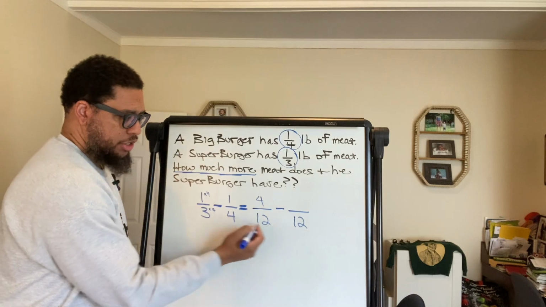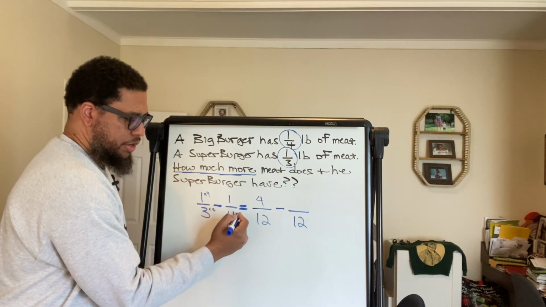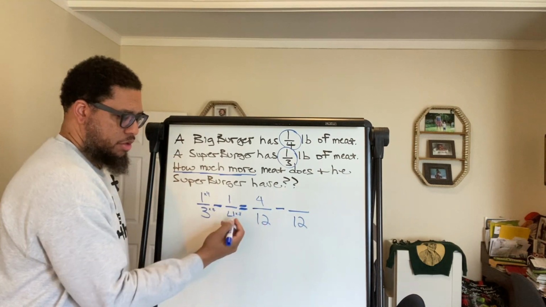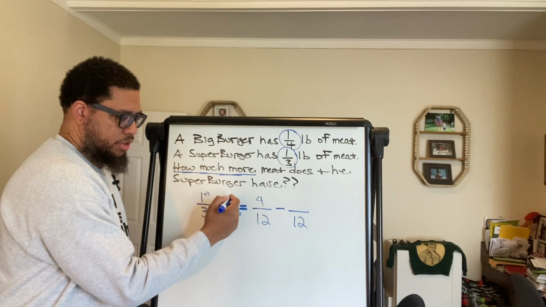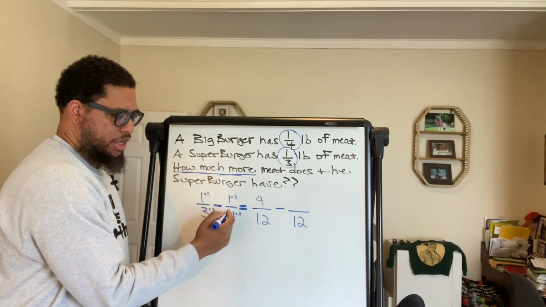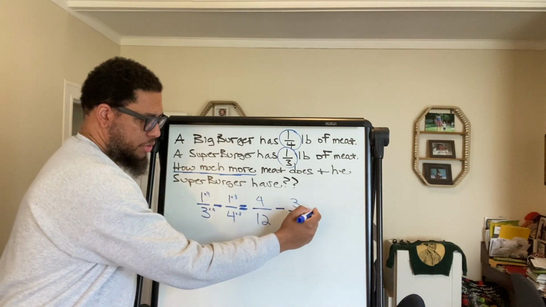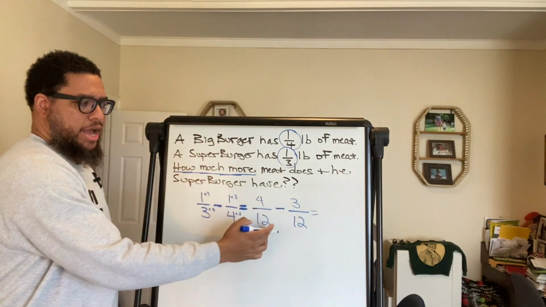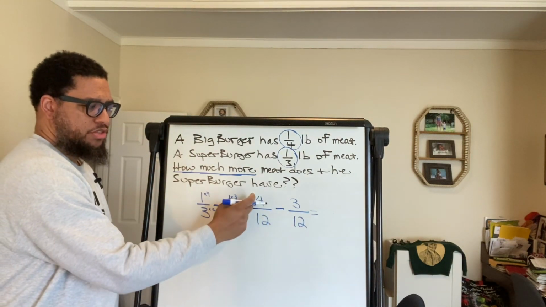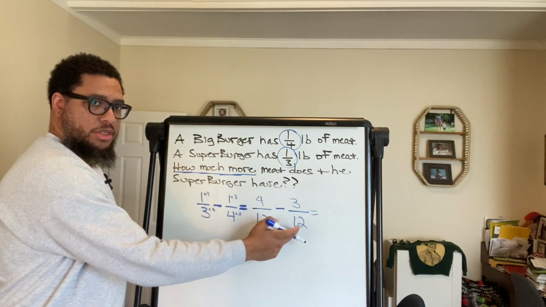Now, how did 4 turn into a 12? Multiply by 3. 4 times 3 is 12. If I'm doing that down the bottom, what am I doing up top? Multiplying by 3 again. 1 times 3 is 3. Now I got common denominators. So now I got this many 12ths minus this many 12ths.